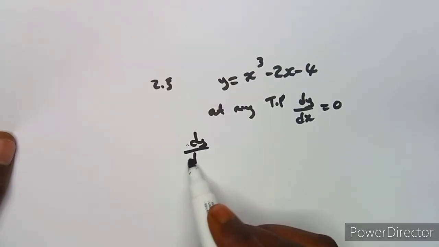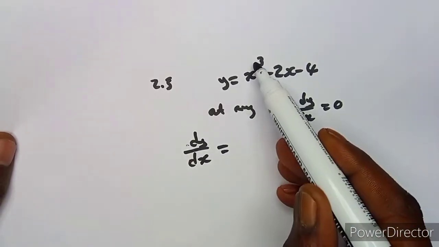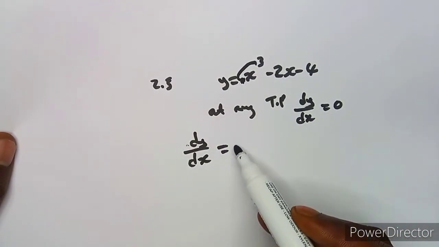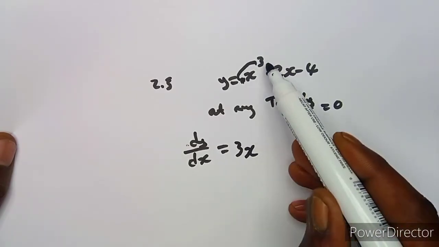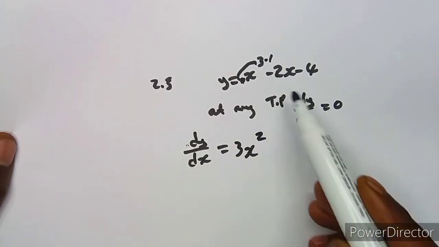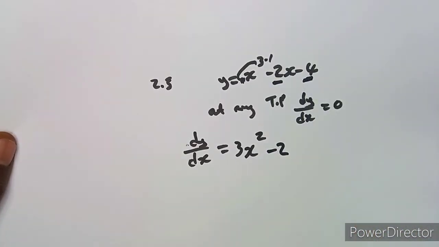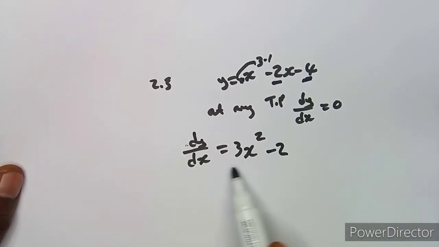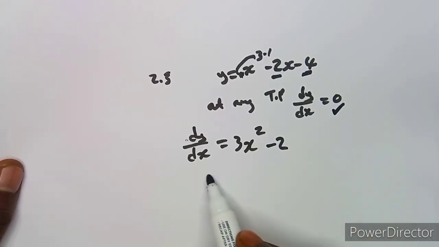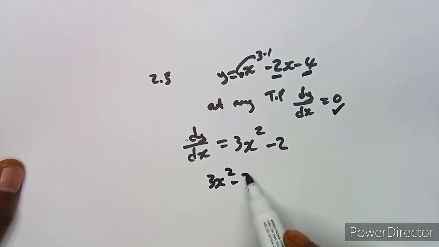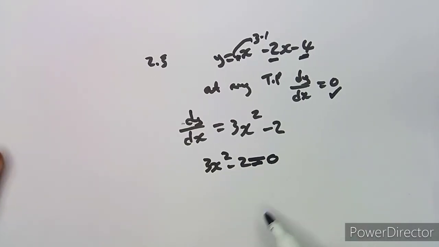So let's find our dy/dx. Remember we drop the exponent: 3x, then we subtract 1, which is 3x squared, and here it's going to be minus 2, and this is a constant, which is 0 there. So this is our dy/dx, which is supposed to be equal to 0. Therefore 3x squared minus 2 is equal to 0. So we are ready to solve for x.